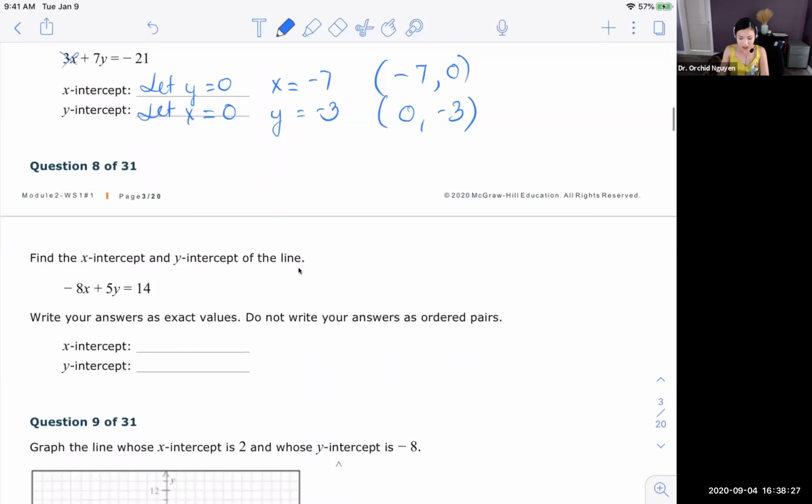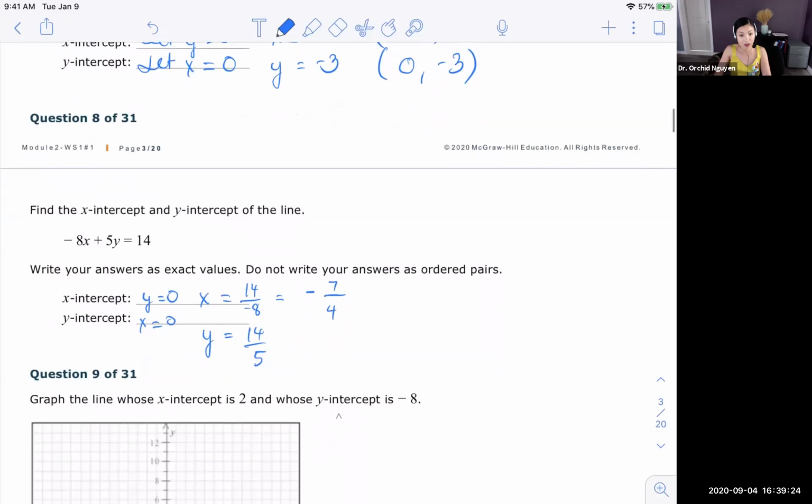Now you can see that for this problem right here, the x-intercept and the y-intercept are not whole numbers. So let's just solve it really quickly. For the x-intercept, y is going to be 0. So x in this case is going to be 14 over negative 8. So you might want to reduce it. If I divide by 2, I'm just going to put the negative on top. So negative 7/4. For the y-intercept, we let x equal 0. So y is going to be 14 over 5. Now you can see that if I ask you to graph this equation, it's going to be really hard because we're dealing with fractions, right?